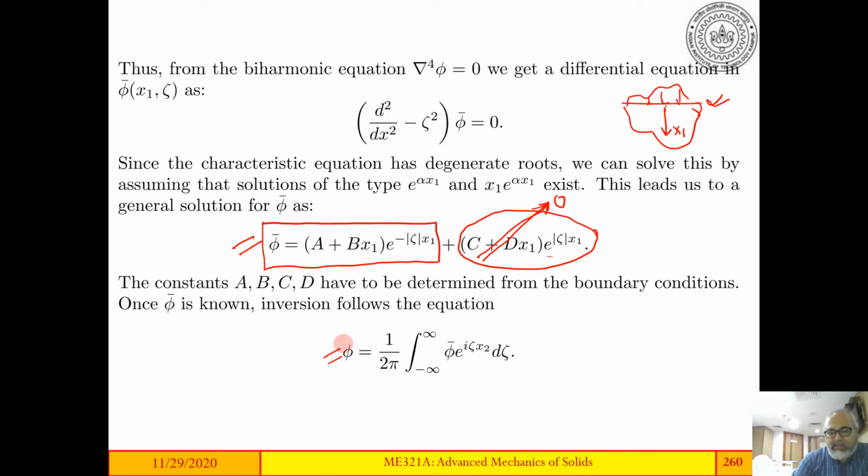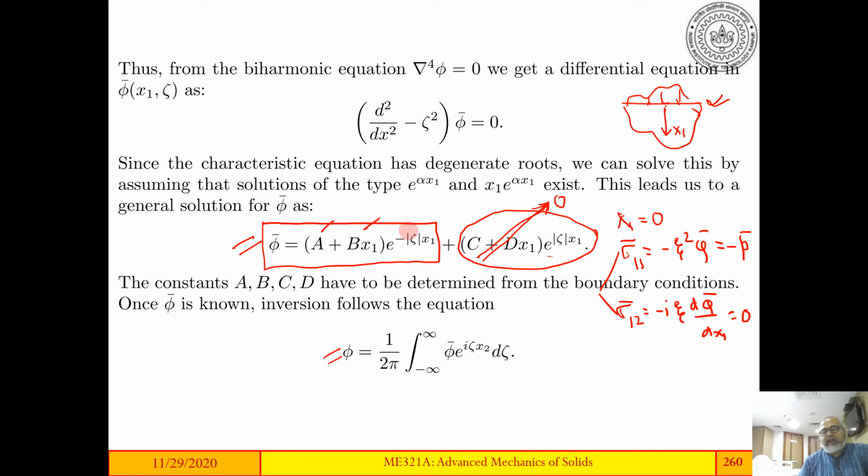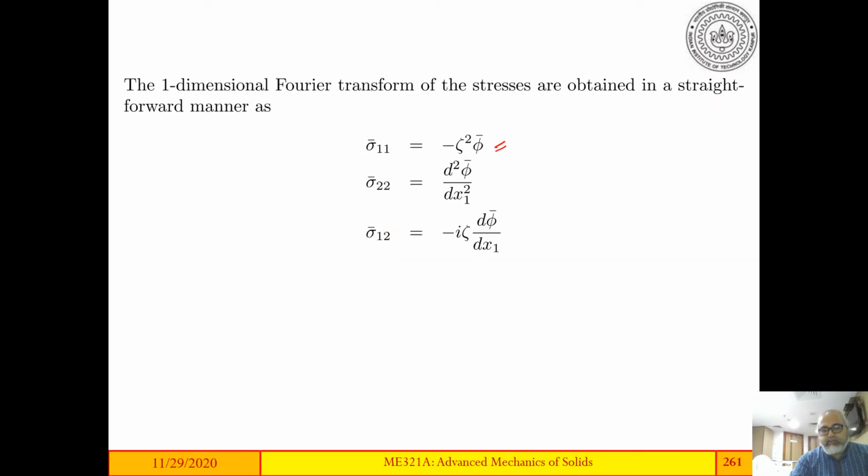More than that, on x1 equal to 0, I have sigma 11 bar equal to minus zeta square phi bar equal to minus p bar, and sigma 12 bar equal to minus i zeta d phi bar dx1 equal to 0. So I'll put this phi bar into these two expressions. These two expressions will give me two equations from which I can determine A and B, and then I'll get phi bar completely. That is what I have done here.